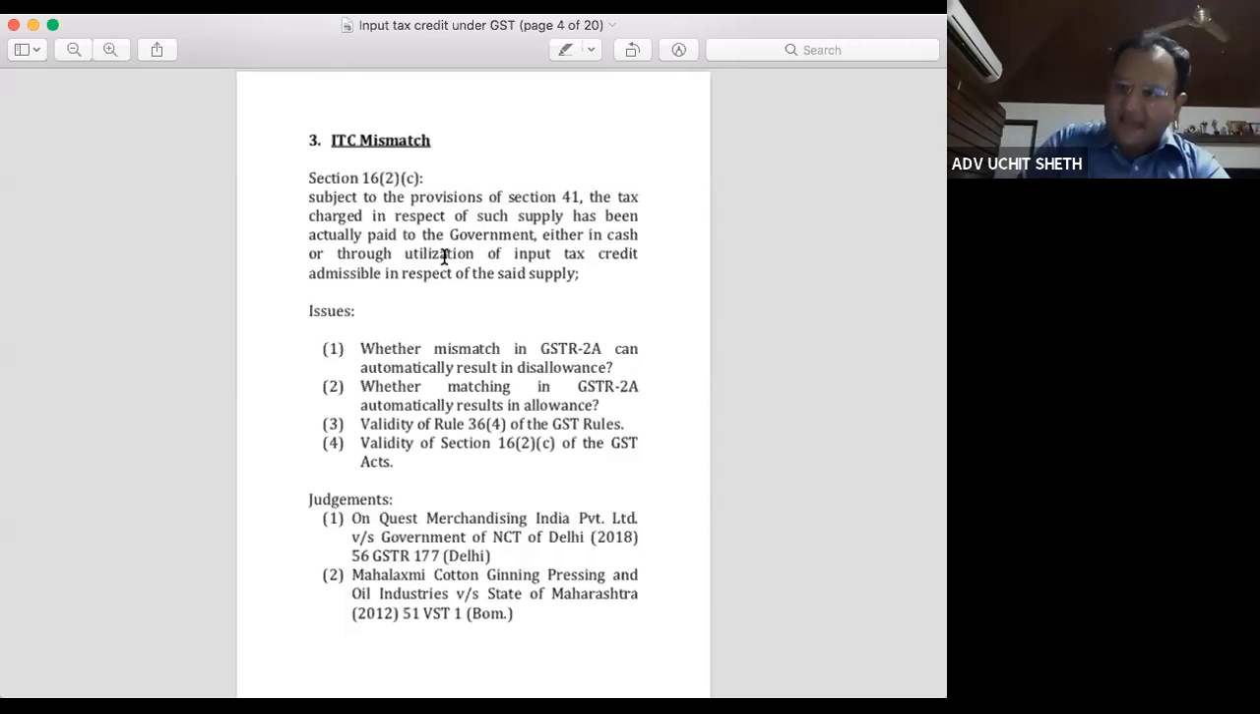Per contra, the Delhi High Court in the case of On-Quest Merchandising, where I have given the citation in my slide, takes a view that such a provision is discriminatory, arbitrary, and violating Article 14 of the Constitution of India. Delhi High Court takes a view that if I am a bona fide purchaser, then I cannot be penalized for the default by the defaulter, that is the seller. That would be discriminating between two similarly placed bona fide purchasers, which is not permissible. So Delhi High Court takes a view which is contrary to the Bombay High Court.